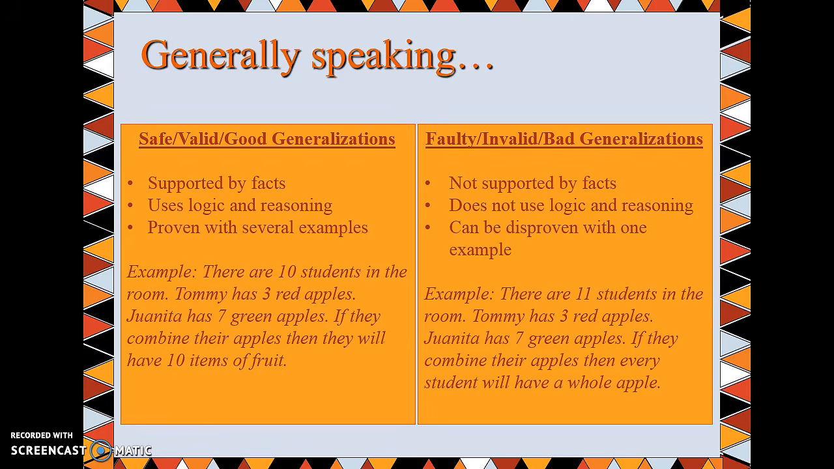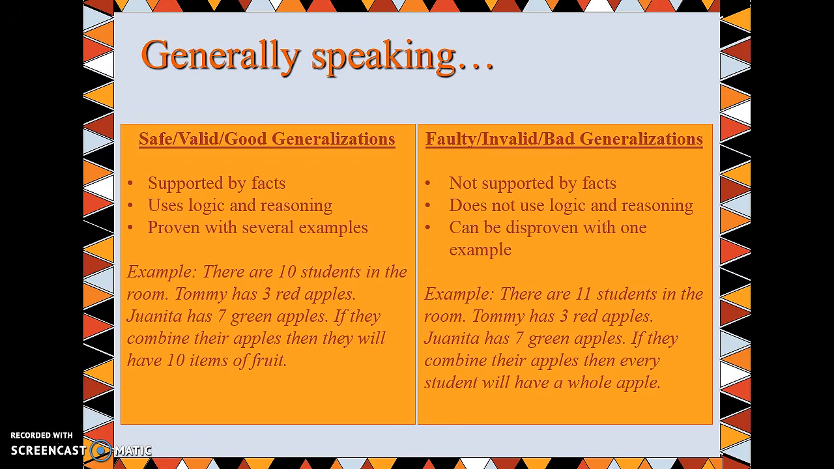Here's one example. There are 10 students in the room. Tommy has 3 red apples. Juanita has 7 green apples. If they combine their apples, then they will have 10 items of fruit. It doesn't matter what color the apples are; apples are fruit. So we can make the general statement that the red apples and green apples, when put together, give you 10 items of fruit.